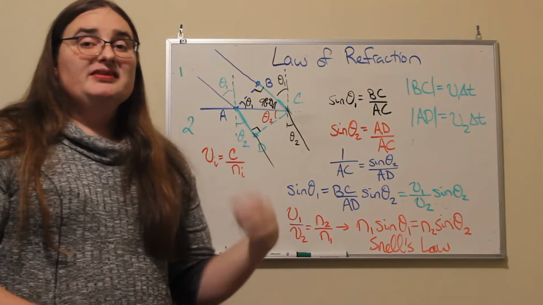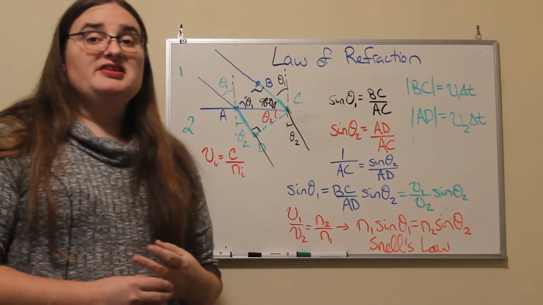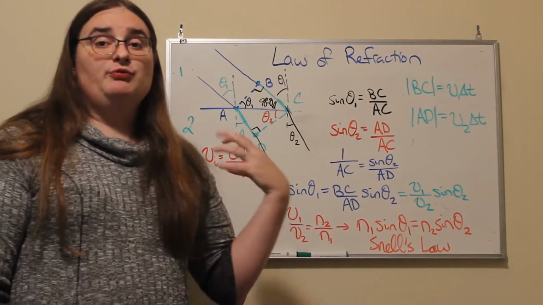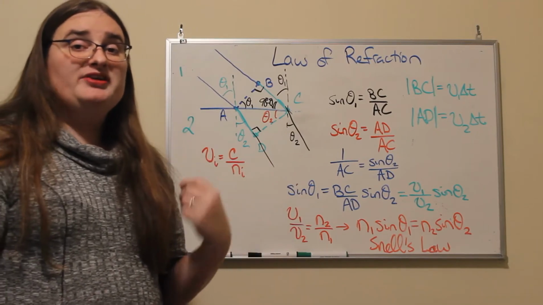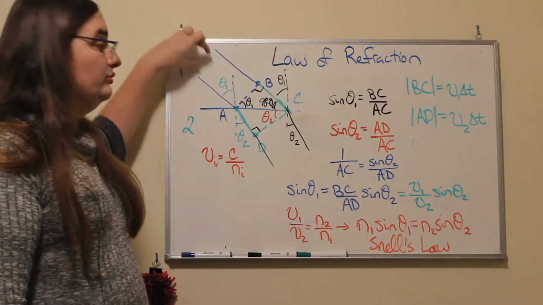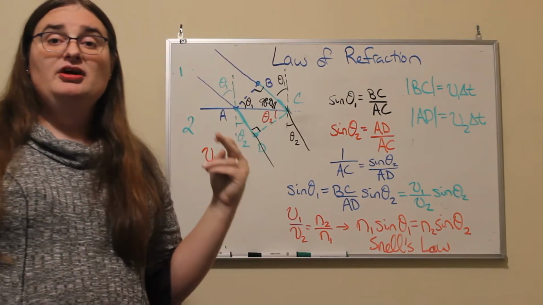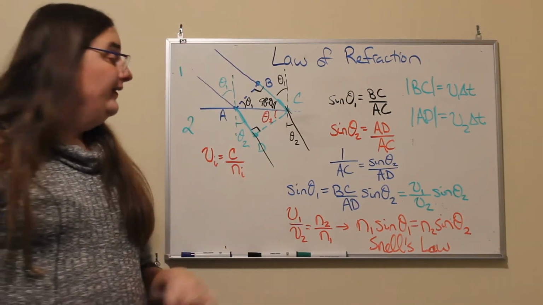Hi, let's take a look at how we can use Huygens' principle to derive the law of refraction, or Snell's law. Similar to how we derive the law of reflection, we're going to start with two light rays that are traveling towards a surface on a parallel path.